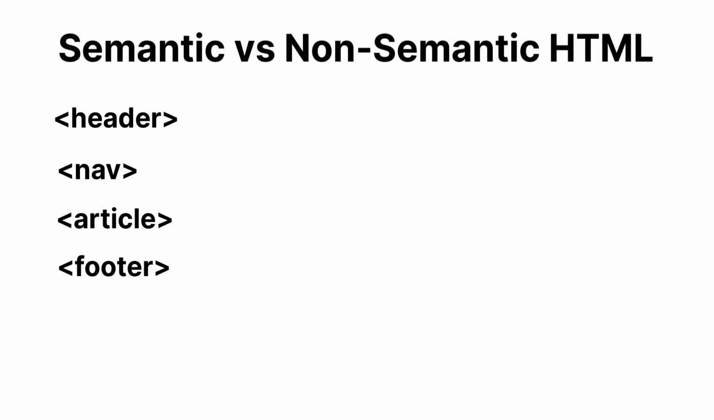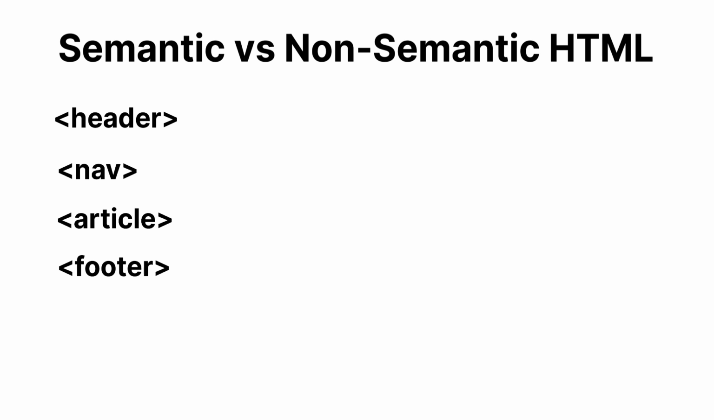When you use semantic tags, you are not just telling the browser how to display something, you are telling it what that something is. This makes your HTML much more meaningful to both humans and machines. Now, let's compare this to non-semantic HTML. Non-semantic tags like div tag and span tag tell the browser nothing about their content. They are generic containers, just empty boxes for grouping and styling.